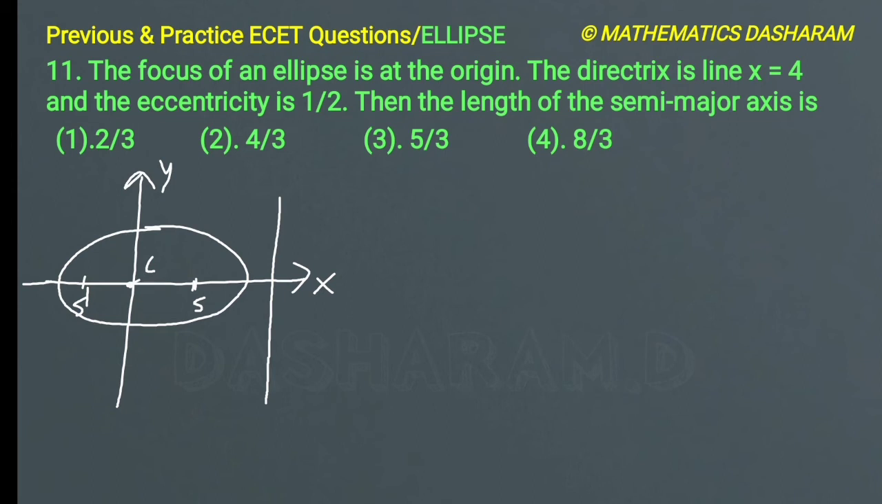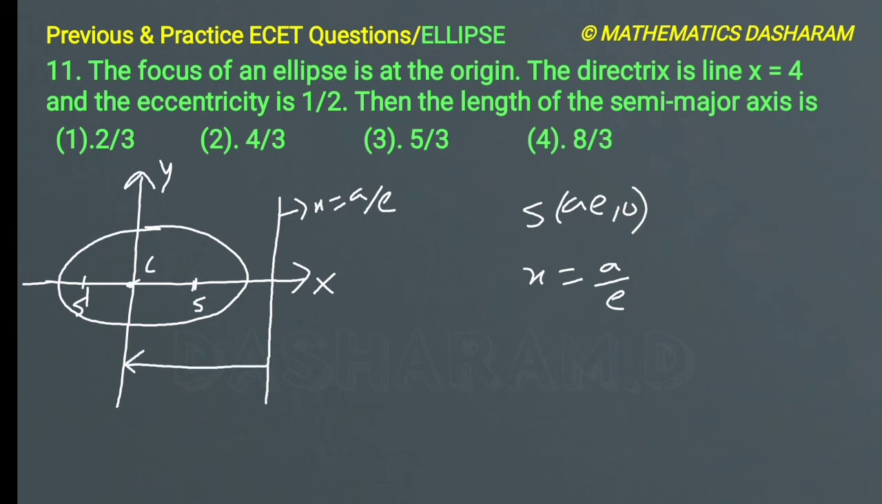So we know very well the coordinates of the foci is S equals to AE comma 0 and the equation of a directrix is x equals to a by e. So this is x equals to a by e, and x equals to a by e means, what is the meaning of that? From the center to this line, distance is a by e. Next, the coordinates of S is AE comma 0. So AE comma 0 means, what is the meaning? From this center to S, distance is AE.